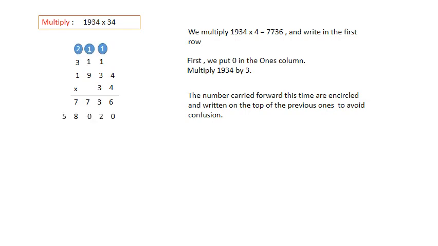Now look here. What have we done? We have put 0 in the ones column. Now we are going to multiply by 3. 3 4s are 12. See, 2 is written here and 1 we have given for carry forward, which is encircled. Now 3 3s are 9. 9 plus 1 becomes 10. We have written 0 here and 1 carried over. Now 3 9s are 27. 27 plus 1 becomes 28 and 3 1s are 3. 3 plus 2 becomes 5.